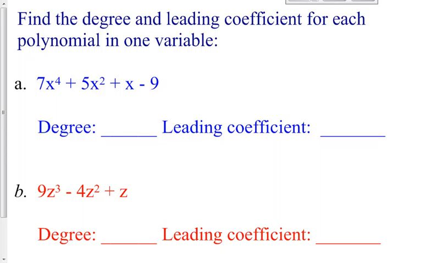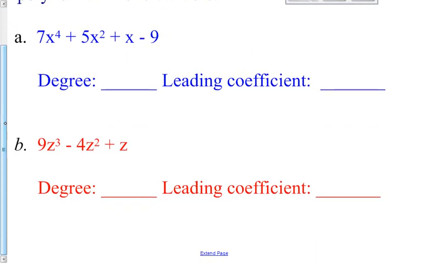So now we're just going to practice labeling a few of the terms that we've been talking about. In the directions, it says find the degree and the leading coefficient for each polynomial function in one variable. So letter A, 7x to the fourth plus 5x squared plus x minus 9. The degree is that highest exponent. So in this case, it is the number 4. Our leading coefficient is the number right in front of that. That leading coefficient is the number 7. So for letter A, the degree is 4, the leading coefficient is 7.